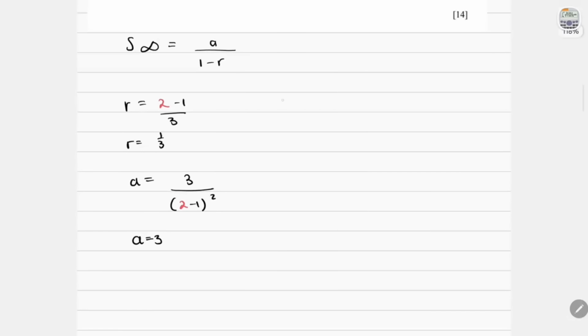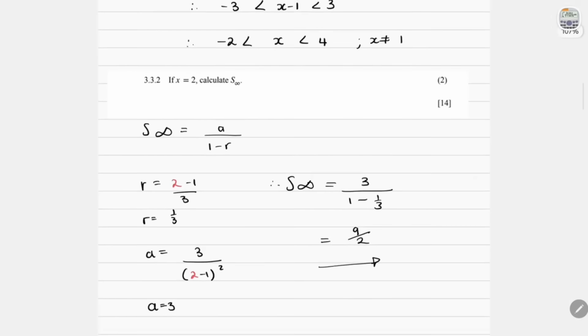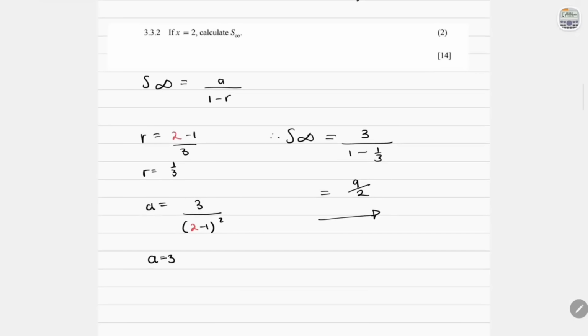So the sum to infinity is equal to a, which is 3, over 1 minus r, and r is 1 over 3. So we can just find this. This is 3 divided by 2 over 3, which we can say is 3 multiplied by 3 over 2. And so that's just going to be 9 over 2. So this is equal to 9 over 2. And that is our answer. And that is it for question 3.